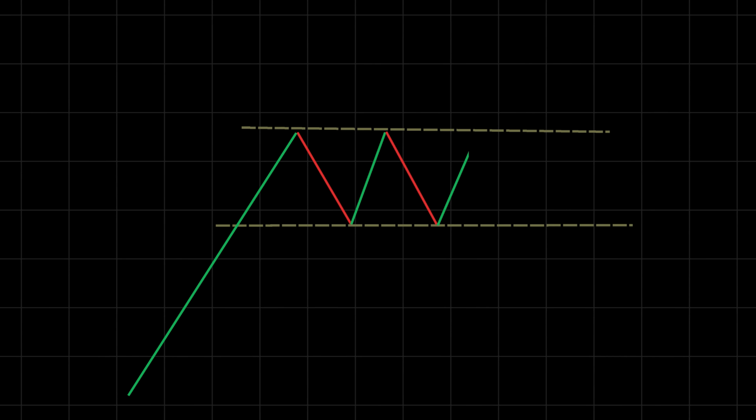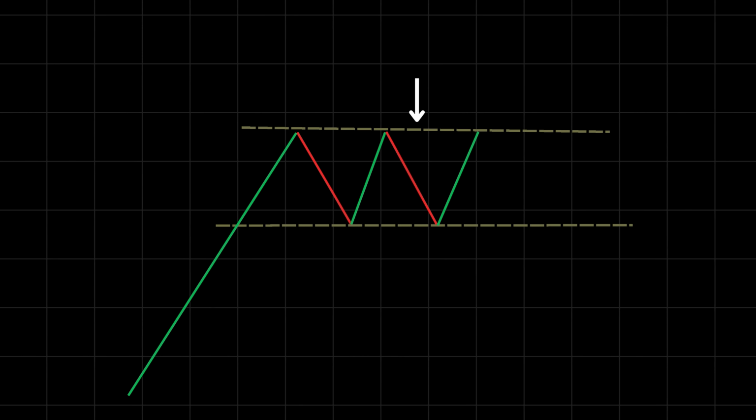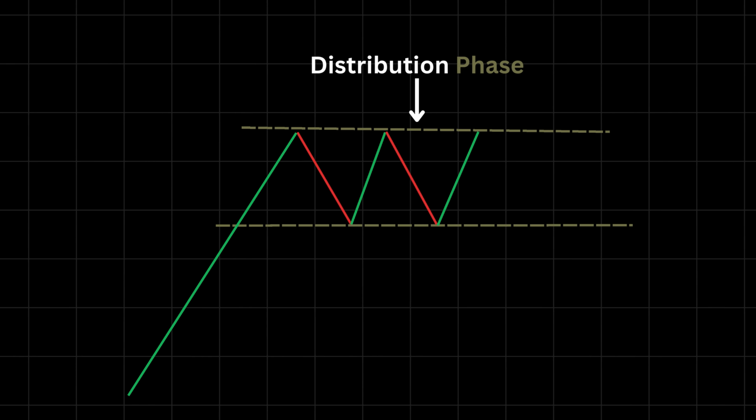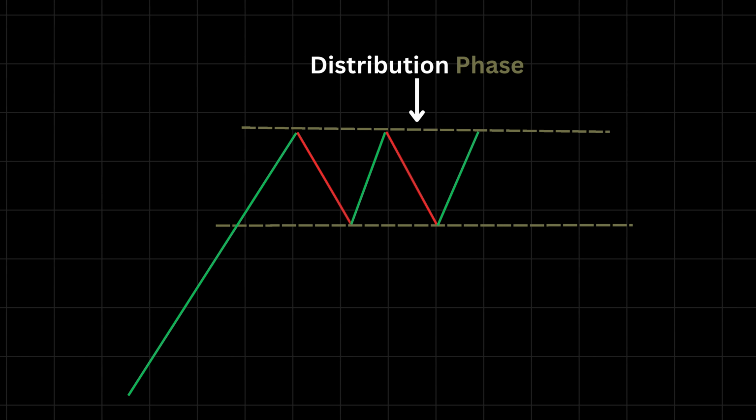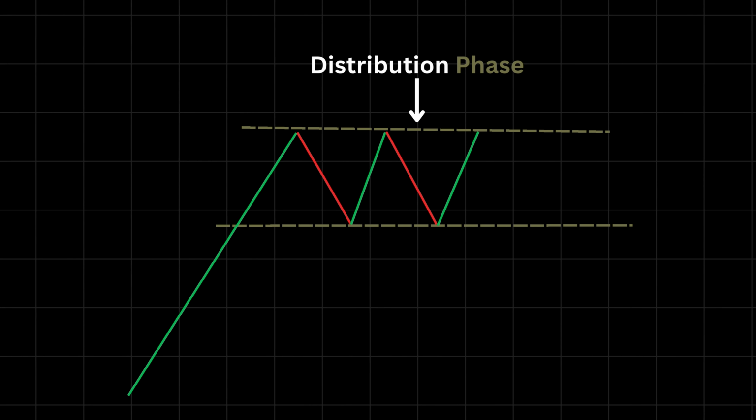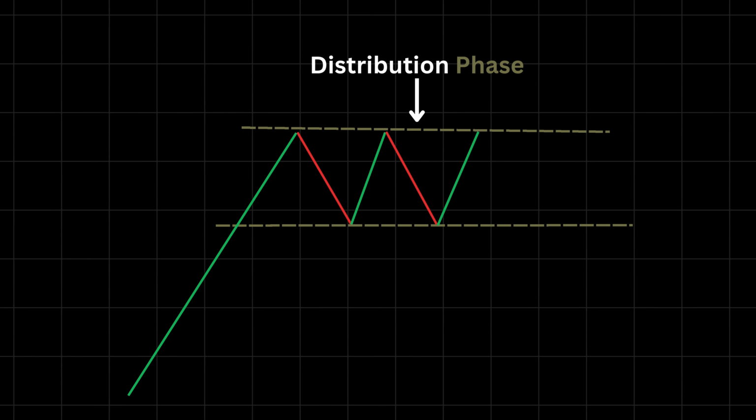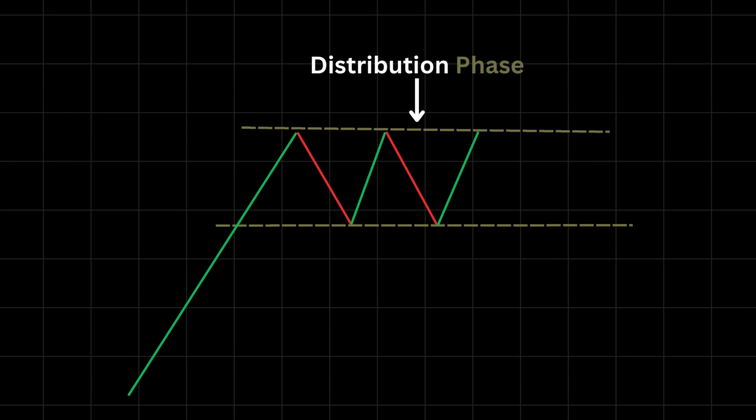This pattern usually shows up at the top of an uptrend, signaling a shift toward downward momentum. It kicks off with the first phase, distribution. During this stage, price moves sideways in a narrow range, but behind the scenes, smart money is unloading their long positions, selling into strength, while retail traders continue to buy.